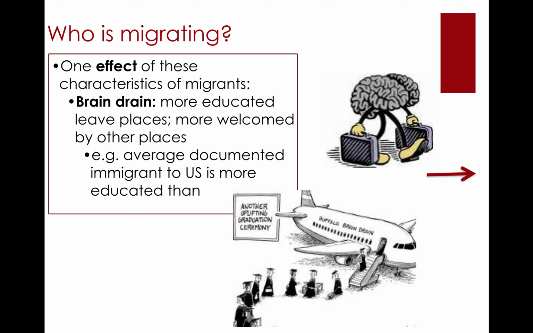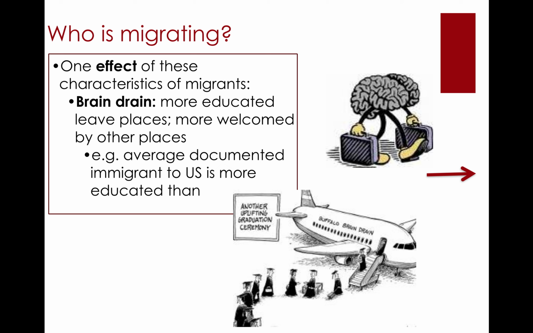So one effect of this: if people with means are more likely to migrate, often that means the people who tend to migrate are some of the most educated people in a given place. On the whole, it makes sense that people from LDCs largely migrate to MDCs because of the real or perceived economic opportunities, better existence, physical safety, things like that.